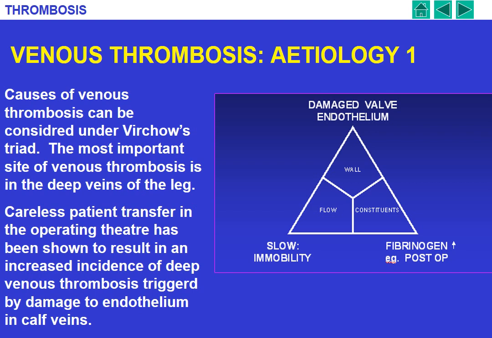Finally, we move on to consider thrombosis in veins. Once again, we can employ Virchow's triad to consider factors which promote thrombosis in veins. The most important site of venous thrombosis is in the deep veins of the leg. Changes in the wall, the flow, and constituents of the blood can all promote thrombosis in veins.